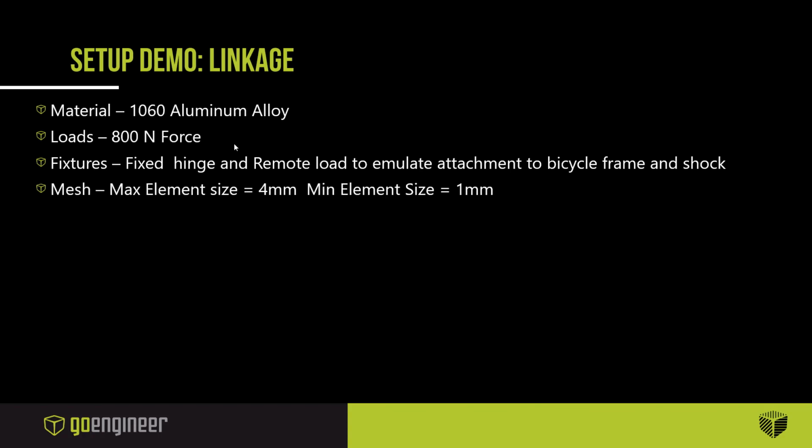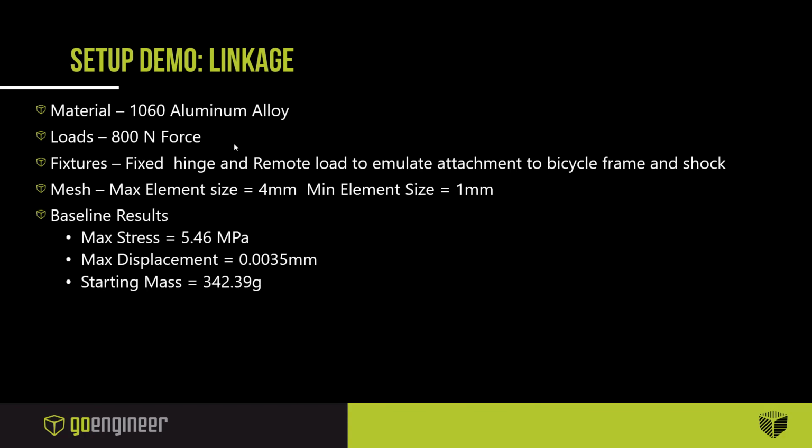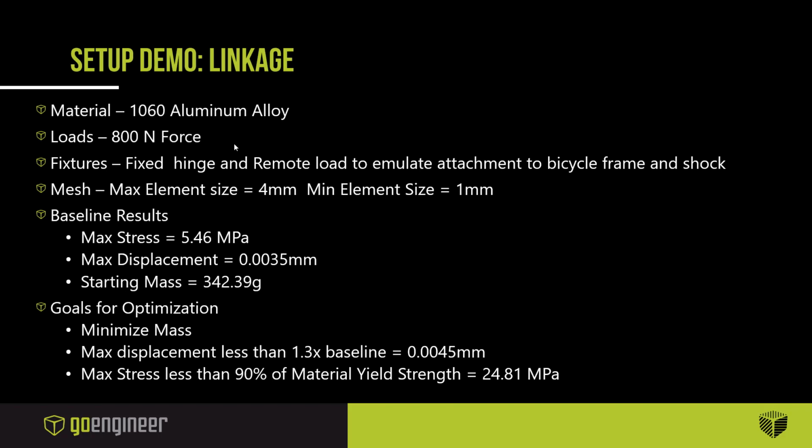And as for the mesh size, we're going very coarse here because I didn't want to wait a very long time for these studies to solve. So we're going with this element size, which is very coarse for the size of the part itself. And for our baseline results, running all of these settings as a super basic linear static study, I saw max stress of 5.46 megapascals, a max displacement of 0.0035 millimeters, and an initial starting mass of 342 grams. This is our baseline. Now, to optimize this part, these are our goals.